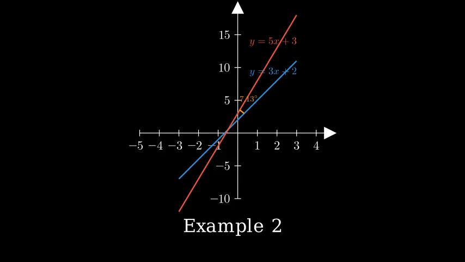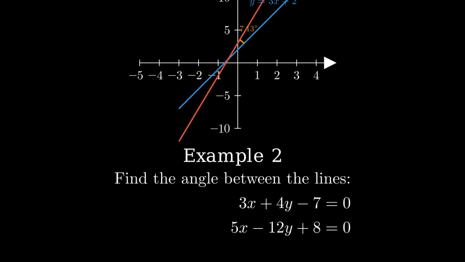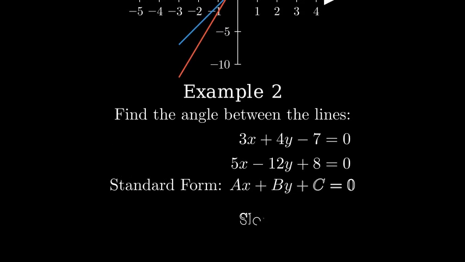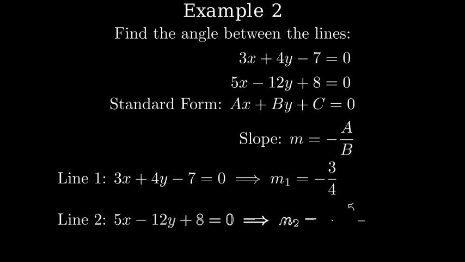Let's try another example. Example 2. Find the angle between the lines with equations 3x plus 4y minus 7 equals 0, and 5x minus 12y plus 8 equals 0. These equations are in standard form ax plus by plus c equals 0. The slope of such a line is negative a over b. For the first line, 3x plus 4y minus 7 equals 0, the slope is negative 3 over 4, or minus 3/4. For the second line, 5x minus 12y plus 8 equals 0, the slope is negative 5 over negative 12, or 5/12.